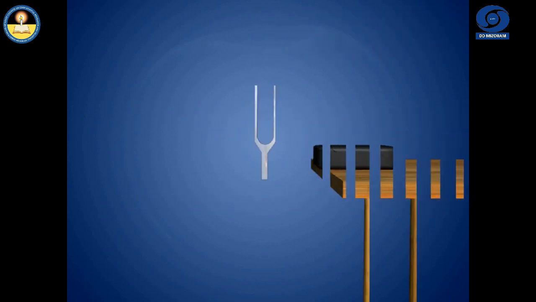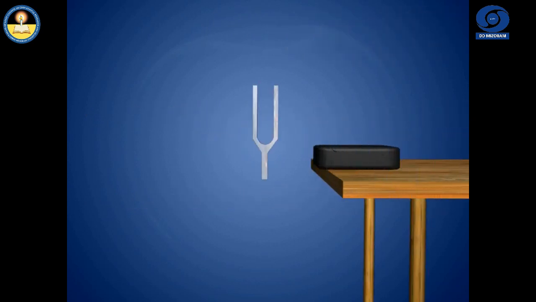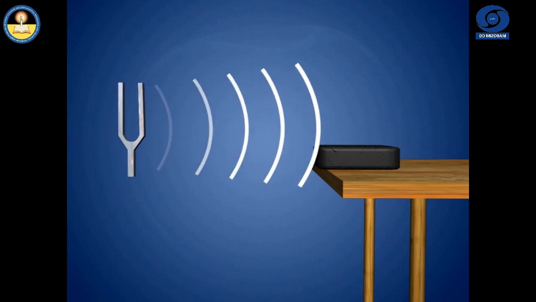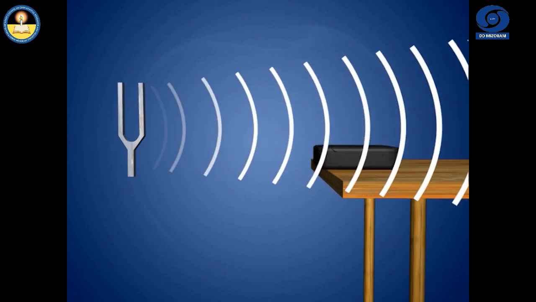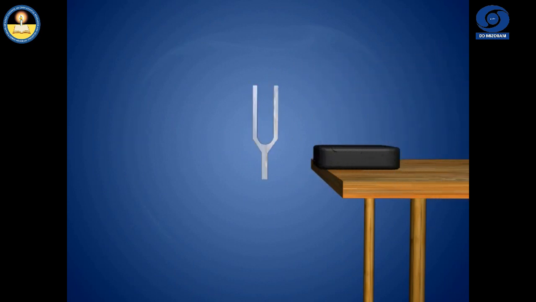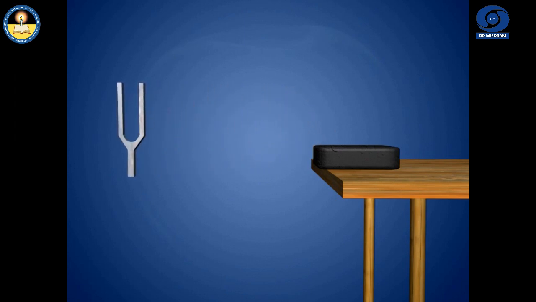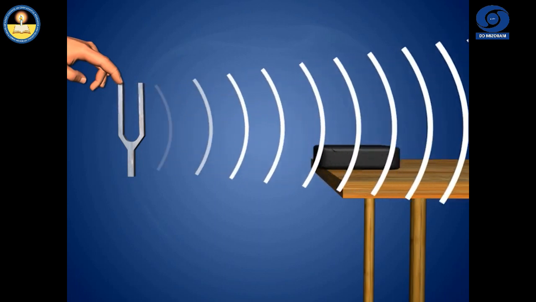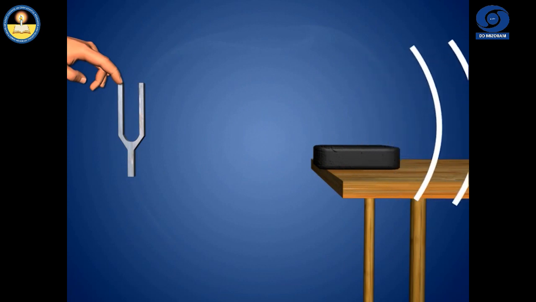Let us see an activity. Take a tuning fork and set it vibrating by striking its prong on a rubber pad. Bringing it near the ear, you can hear a soft sound. Again, set the tuning fork vibrating by striking its prong on the rubber pad, and touch one of the prongs of the vibrating tuning fork with your finger. You can feel a sensation.